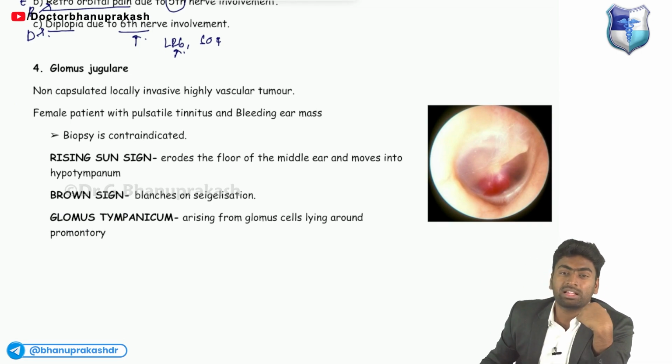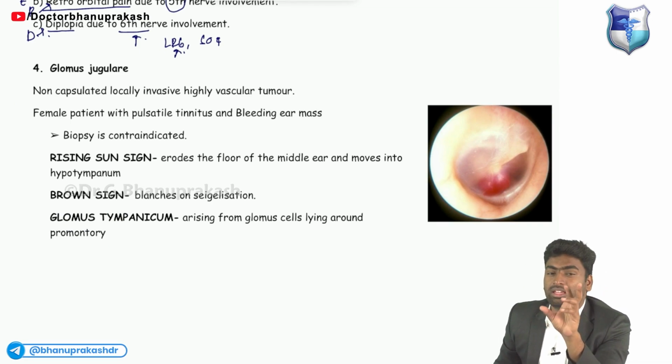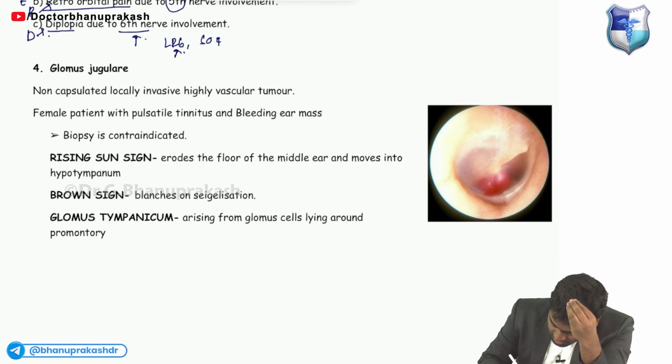Then about the next condition, the patient will now be presenting with features of pulsatile tinnitus. There will be features of pulsatile tinnitus and sometimes it will be complicated by bleeding from the ear. Okay, bleeding from the ear. Pulsatile tinnitus and bleeding from the ear, both of them are suggestive of a condition which is known as glomus jugulare.